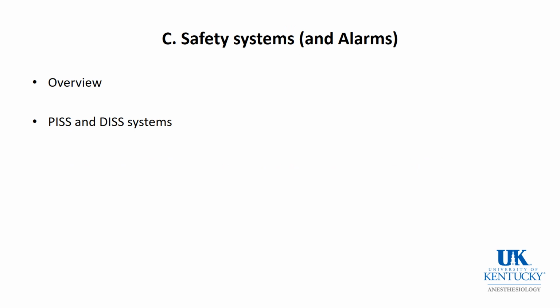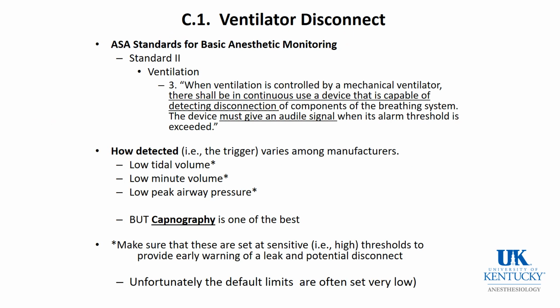A word about safety systems. ASA says we need to monitor for disconnect. There are many ways to do this. Machines are required to have an alarm. Some use tidal volume, some use minute ventilation, some use peak airway pressure. But I've already told you all on occasion that capnography is one of our best clues to ventilator disconnect.